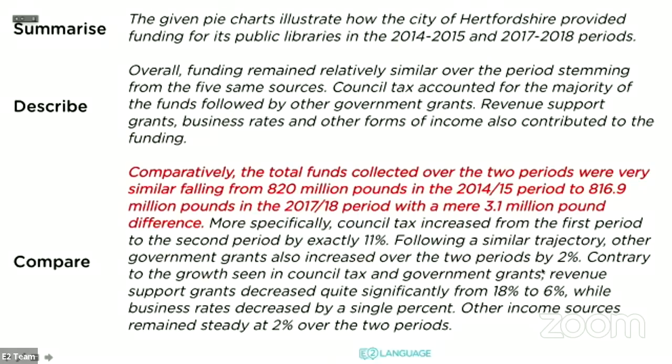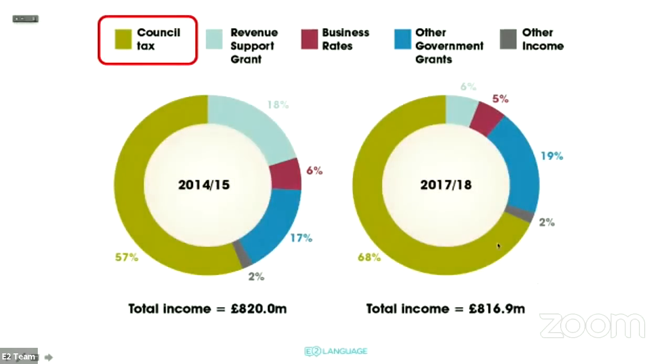Fine. So I wrote this. Comparatively, the total funds collected over the two periods were very similar, falling from £820 million in the 2014-15 period to £816.9 million in the 2017-18 period, with a mere £3.1 million difference. Cool. Now I want you to compare council tax, please. They're the two green pieces. One sentence, what happened over the two time periods?